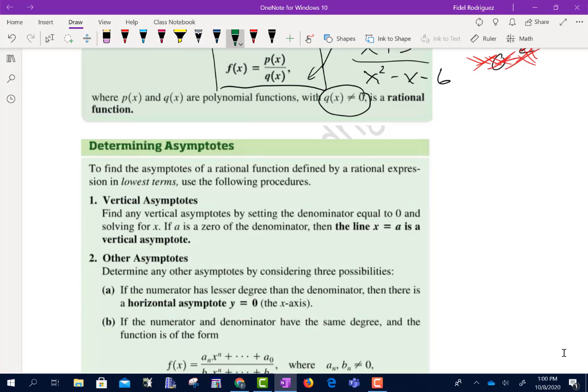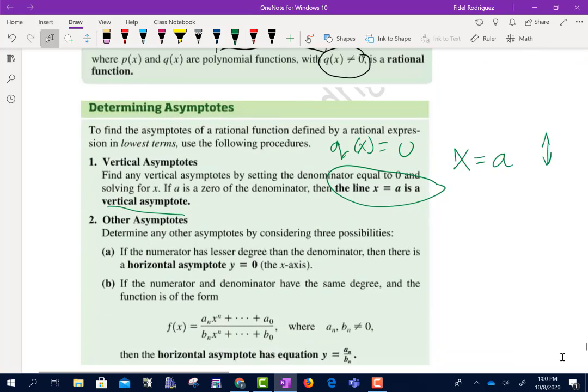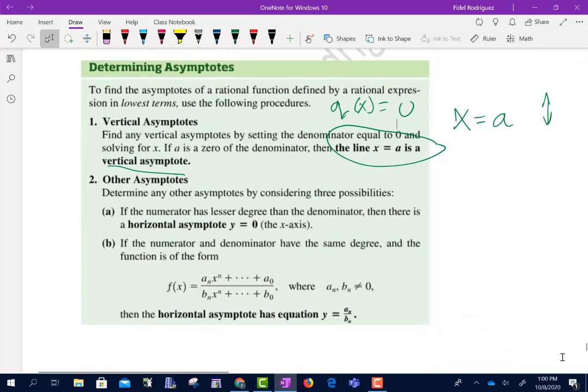Okay, so if you notice, I said it's a vertical line, because anytime I have a graph like this, x is equal to a, wherever that is, that's always going to be a vertical line. And that's what we call a vertical asymptote. So how do we find that? We take the denominator, which we're calling q of x, and we set it equal to 0. Okay, and then we have something called horizontal asymptotes.